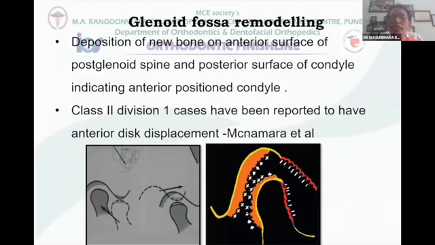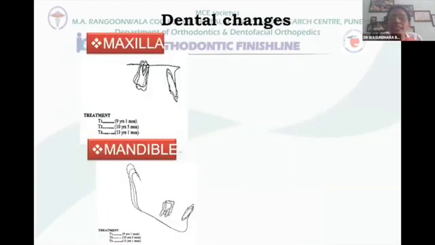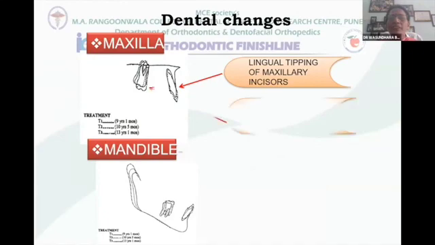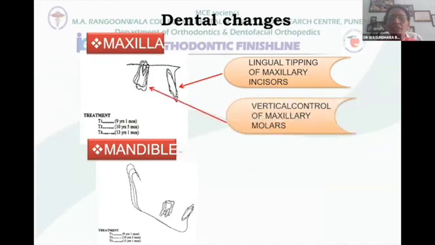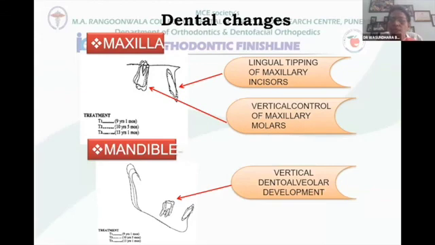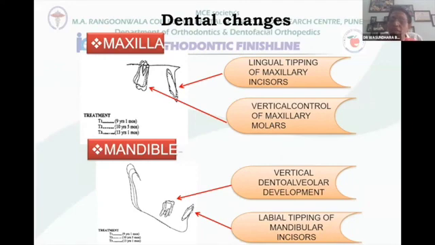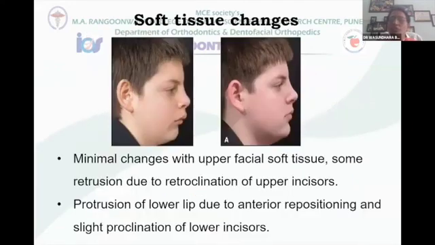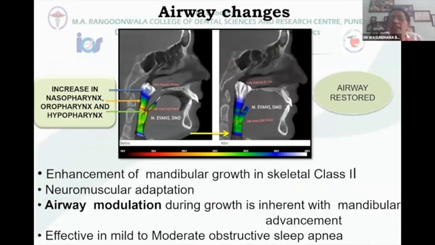The glenoid fossa remodeling will take place along the anterior surface of the posterior glenoid spine and the posterior surface of the condyle. This is very well explained in the growth relativity theory by Woodruff. Then in the maxillary dentition, there will be lingual tipping of the maxillary incisors, holding of the maxillary molars in a vertical direction, vertical dentoalveolar development of the lower posteriors in the mandible, and labial tipping of the mandibular incisors. Soft tissue definitely improves with this functional appliance therapy. And the airway, yes, the airway does improve.